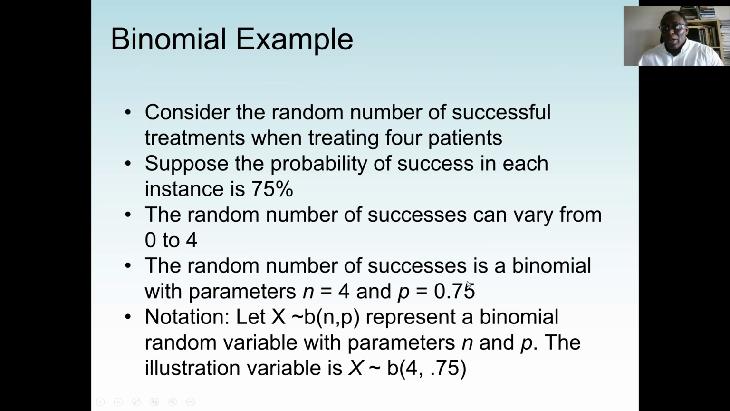It's binomial. Why? Because the outcome for the patient will be either treated or not treated, and also based on counting. So the notation here will say B for binomial, and we have 2 parameters: the number of tries, which is n, and p again is the probability of success. So in our example, n is 4, p is 0.75.